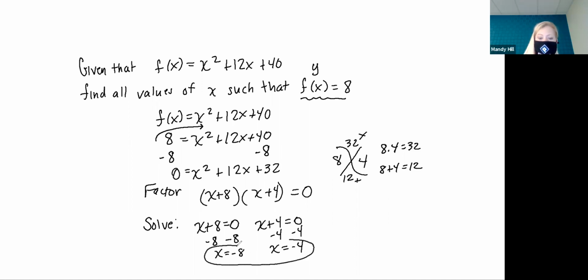These are the two numbers that make this statement true. If I plug in a -8, I would get an answer of 8. So that's what it's saying. If you plug in -8, it's going to work. If you plug in -4, it will also work.